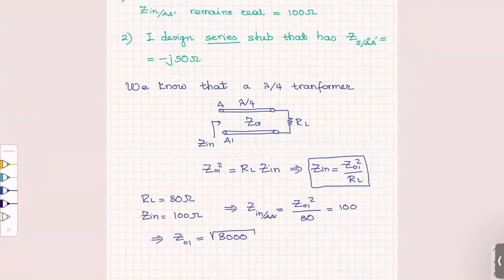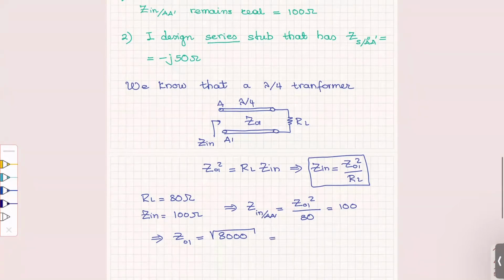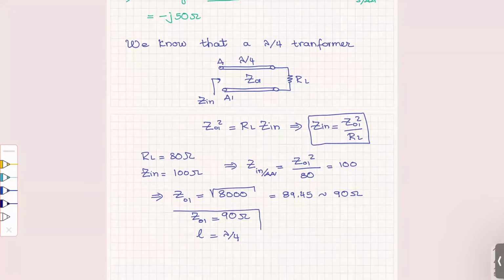And this, let me see, square root. This gives 89.45, which I will assume is close to 90 ohms. Okay, so we found Z01 is 90 ohms, and then its length will be lambda over 4. So this kind of thought led us to this design of the section of the line. All right, now we will have after that to design the stub. But we found so far Z01 and we found the length of this line.